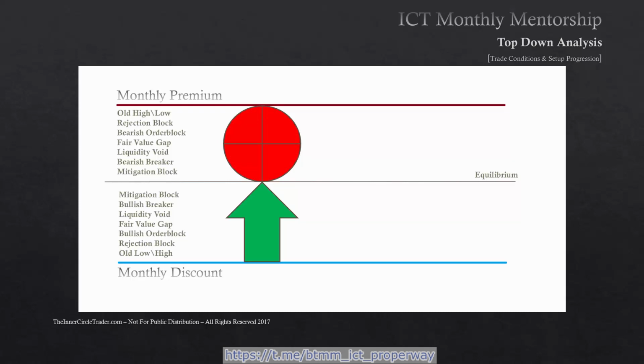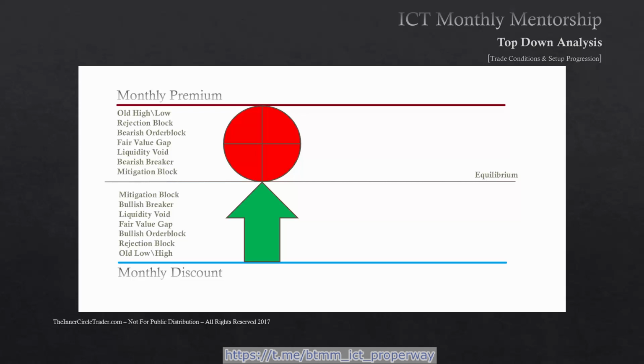Now, obviously, the first one we'll be reaching for is a mitigation block. That would be a first objective. Then if there's a breaker of any kind, we would aim for that. And we'd have to weigh out whether or not there's a significant force that would drive it through a breaker. And we'll talk about that should we come to it in our example. And then obviously looking for any range to be filled in for a liquidity void and aiming for fair value gaps in the premium range of the market. And then we would look for fair value gaps, bearish order blocks, and then looking for a rejection block and or old high and old historic low.